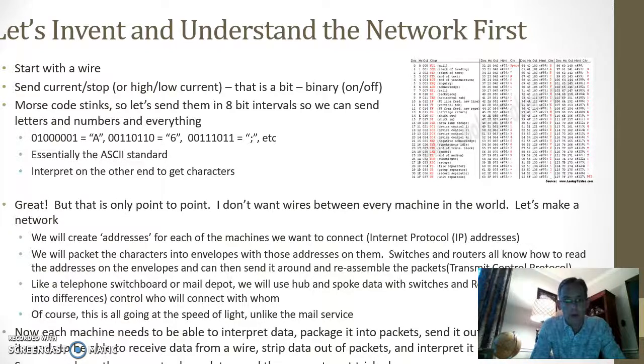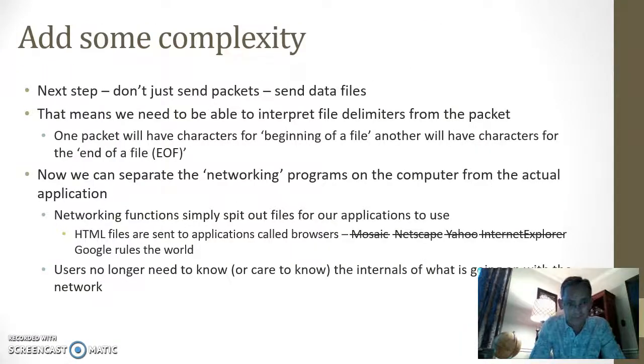Great, but that's only point to point. You're not going to wire every machine to each other. So you have to create addresses for all these things to connect. That's your Internet Protocol, right? That's your IP addresses. You'll send characters into envelopes that address them, with switches and routers. Like a switchboard, your hubs and routers will be controlling who has access to who and where all that mail goes. Now you need software that can interpret all that data once it gets to the computer, package it up, and then create useful information out of it.